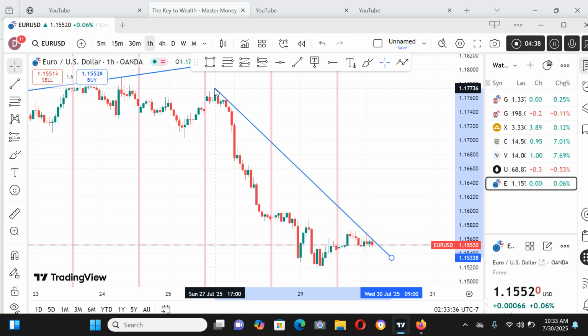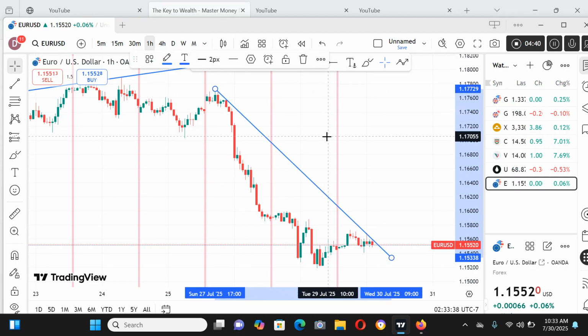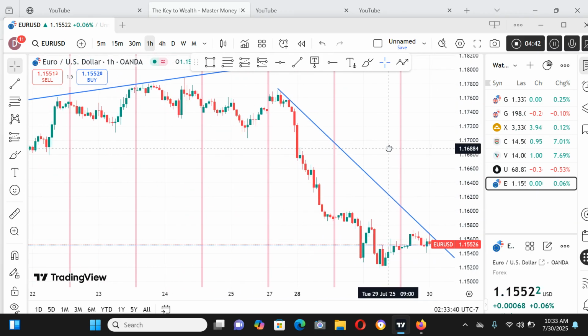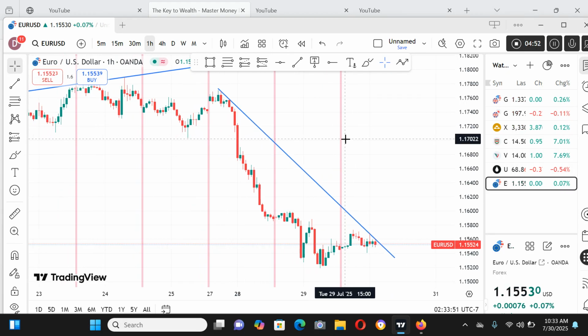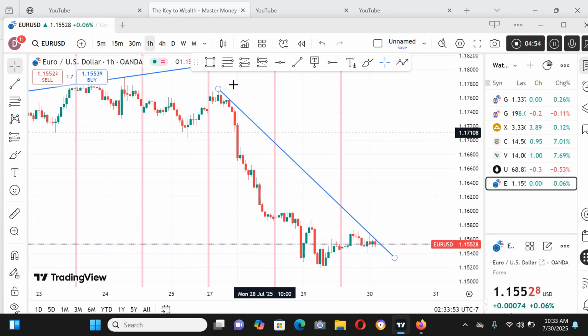So my strategy, I call it ACC. ACC means A is aggressive move, C is correctional move, and the other C is continuation move. Aggressive move, correction move, and continuation move.